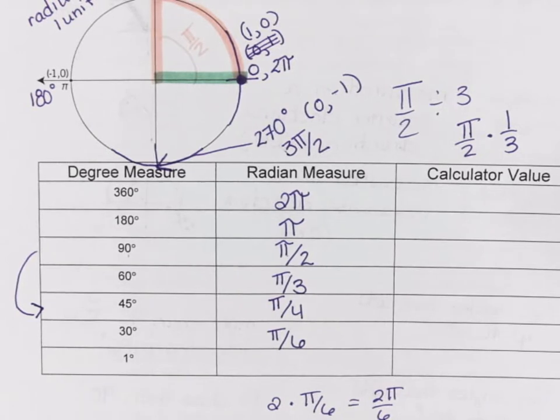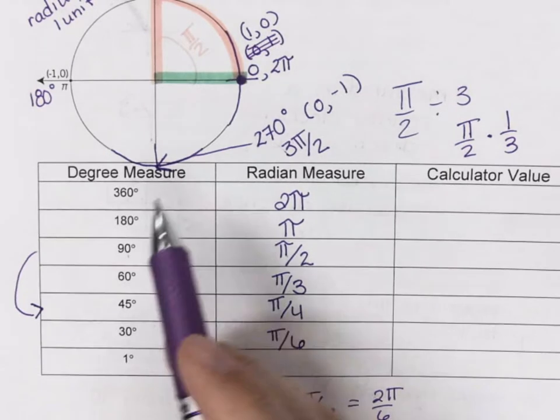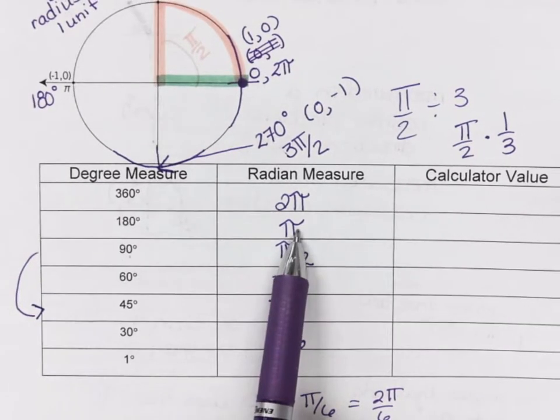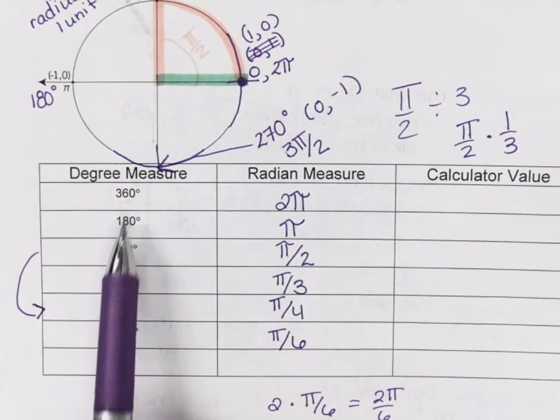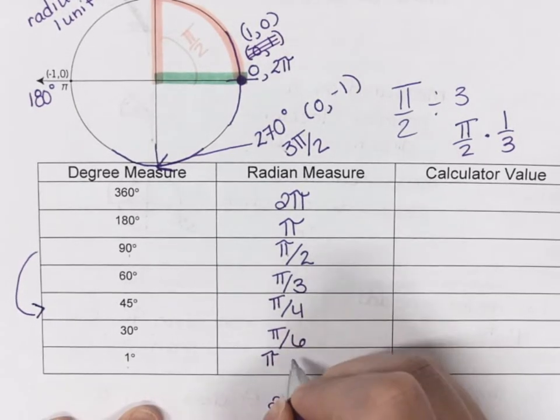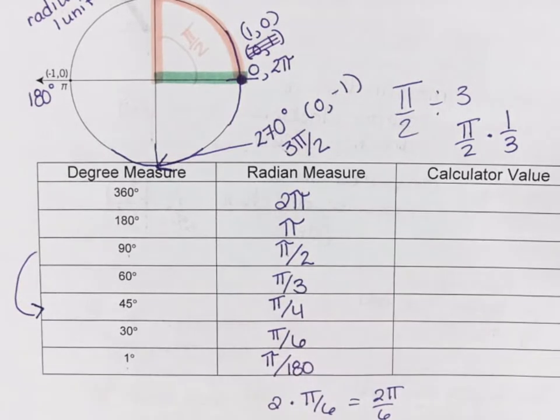Okay, calculator values. This is super easy. Okay, 180 is 1 pi. So this is what Basil just did. He said, okay, 180 is pi. What do I have to do to 180 to get it to 1? We're dividing by 180, so this would be pi by 180.